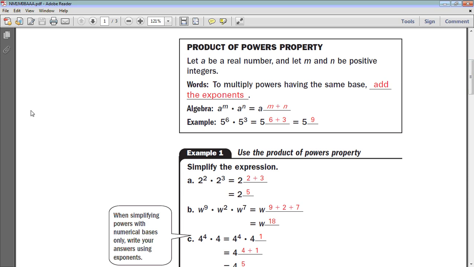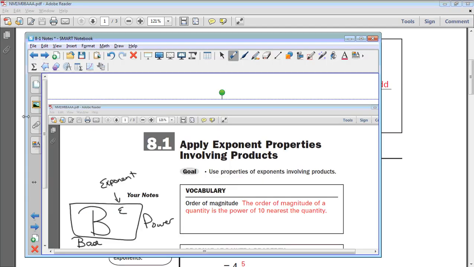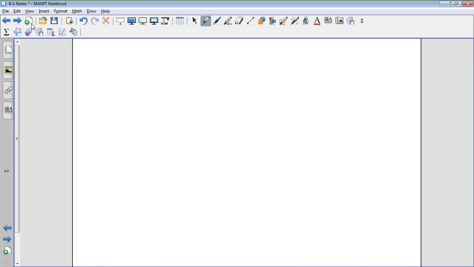For some reason it won't work. 5 to the 6th times 5 to the 3rd. Maybe if I use my notes. Okay, suppose I have 5 to the 6th times 5 to the 3rd.